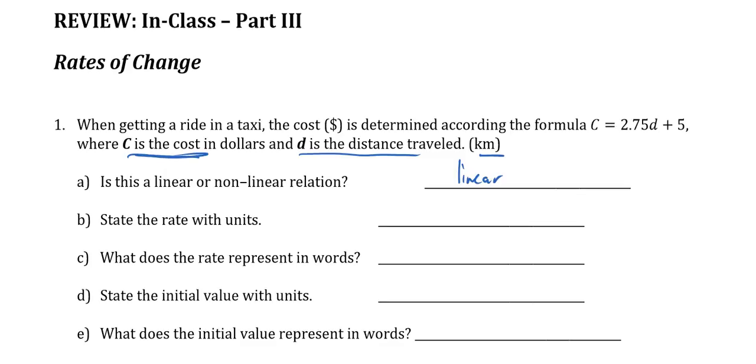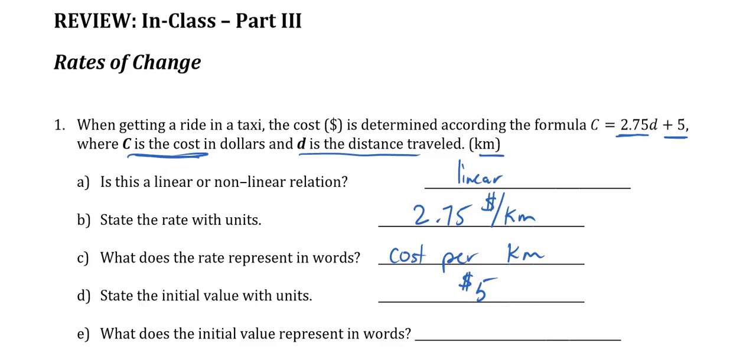from the equation. And how do I do that from the equation? The rate is the thing that's beside the variable, like that. So it's 2.75, and what are the units? It's whatever something per something. You got to know that the units for a rate is always something per something. So this one's dollars per kilometer. What does the rate represent in words? Cost per kilometer. It's kind of just writing out the unit in words. State the initial value. So the initial value is the other number that's not multiplied by a variable. So that's 5, and with units, it's $5.